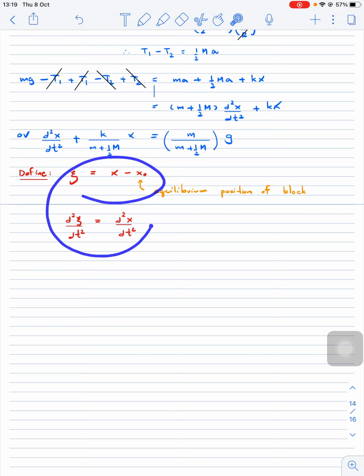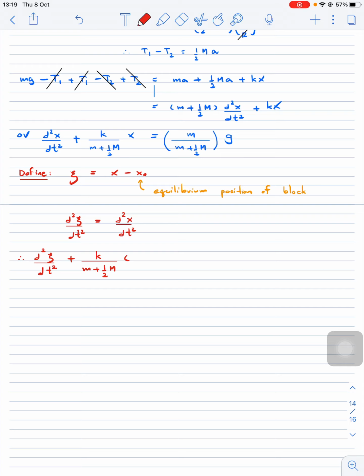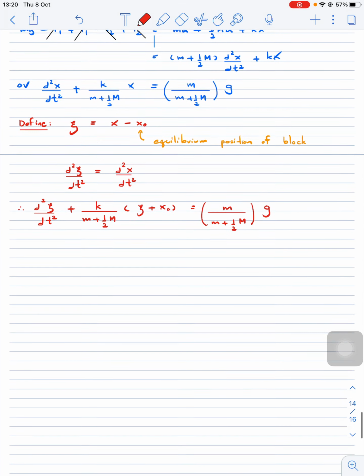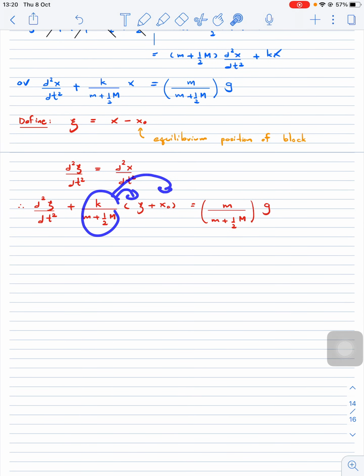So now if we plug everything into this equation, we have d squared of this variable over dt squared, plus k over m plus 1/2 times the capital M, times, we need to find the x, so we have this variable plus x naught, equal to m over m plus 1/2 times the capital M, times g. Now let's multiply this into these two terms.